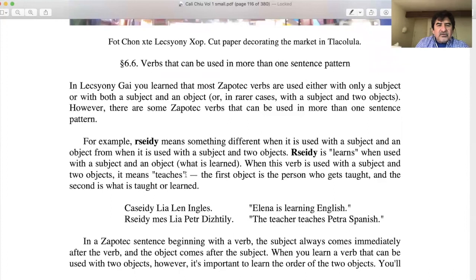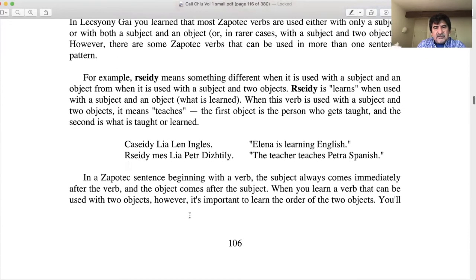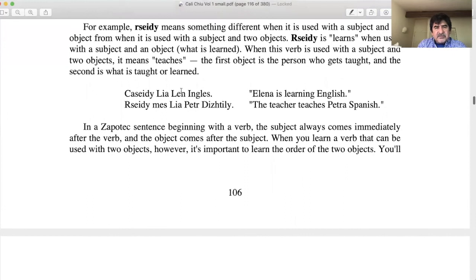So, for example, the first one is Kasi leen Ingles, right? So, Elena is learning English. Right here, say mes liepeta dishtil, right? So, the teacher teaches Petra Spanish. One more time, say mes liepeta dishtil. So we have two subjects, the one who does the action and the one who receives it. I hope that it is clear. Whereas in the first sentence, it's just one subject, so Elena is learning English.